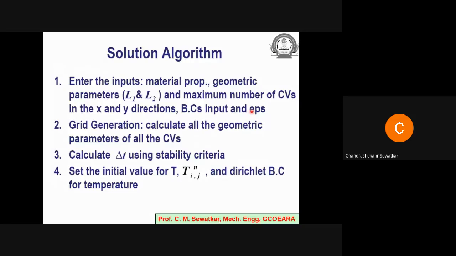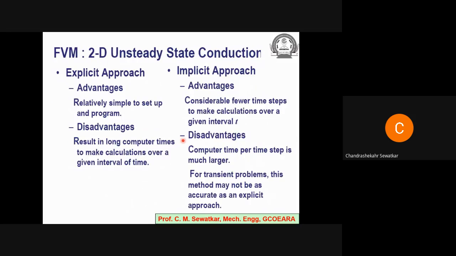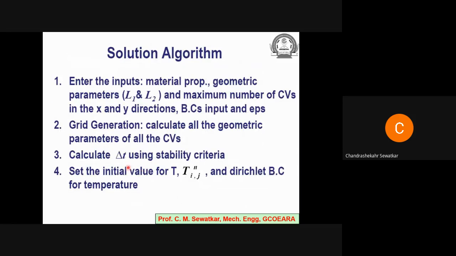Then the next important step is grid generation. We calculate all the geometric parameters of all the control volumes as a part of grid generation. We have seen this in the morning also, so I will not be spending too much time on it now. We will calculate delta t using the stability criterion. The stability criterion is given to you here. We can equate this with half, and we can calculate delta t.